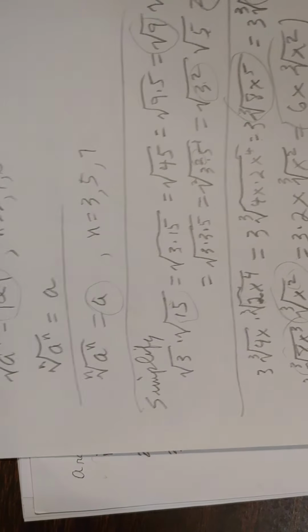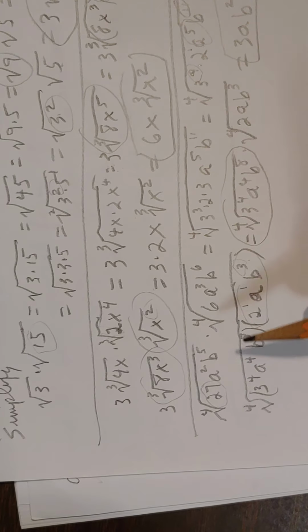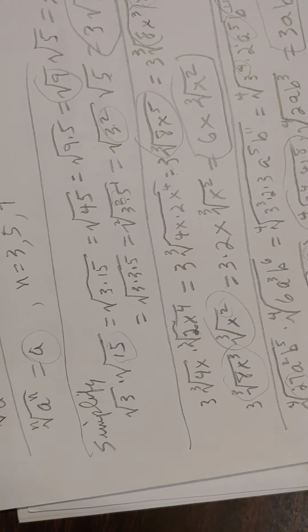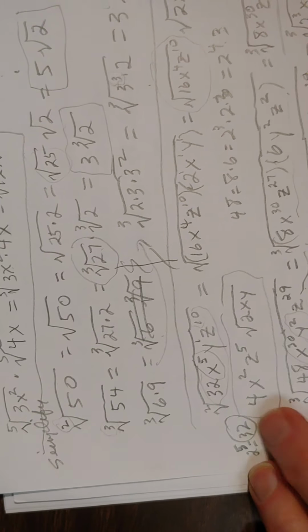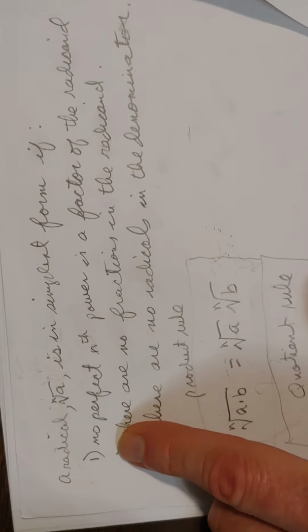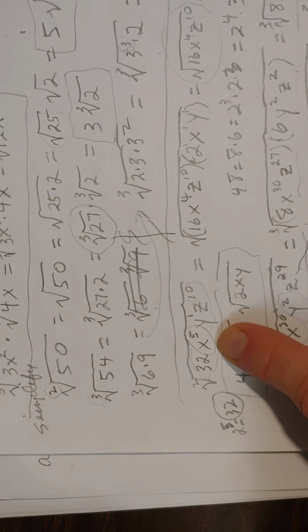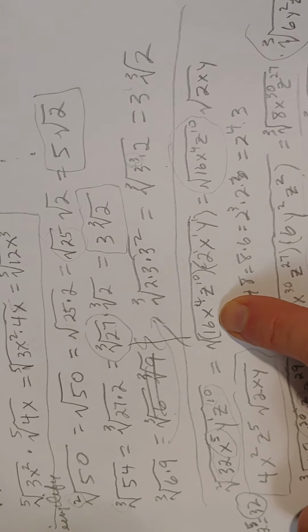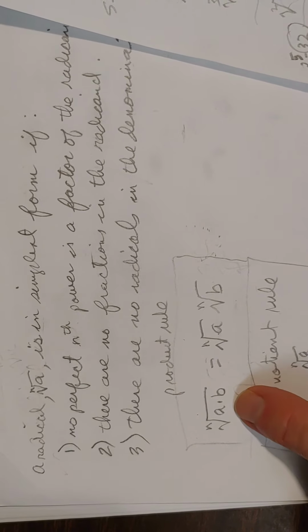That's why when we simplified this problem, let me use this one instead. When we simplify this one, for example, it is not in simplest form because it doesn't satisfy number 1. There's a perfect nth power, in this case a perfect square, that divides the radicand. So we wrote it as the largest perfect square factor of the radicand times the other factor, and then used this property to help us simplify it.